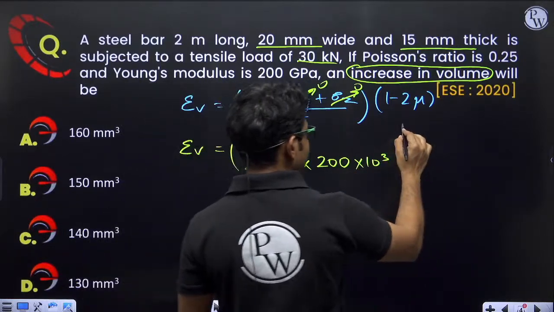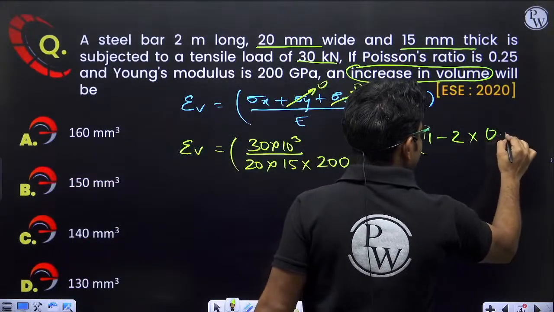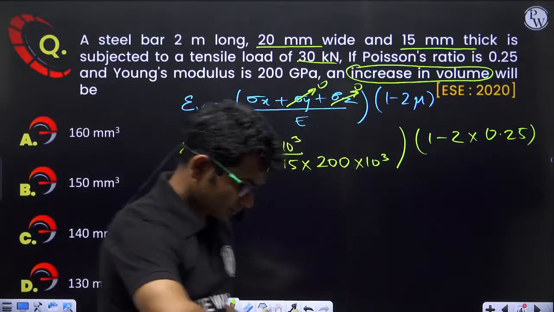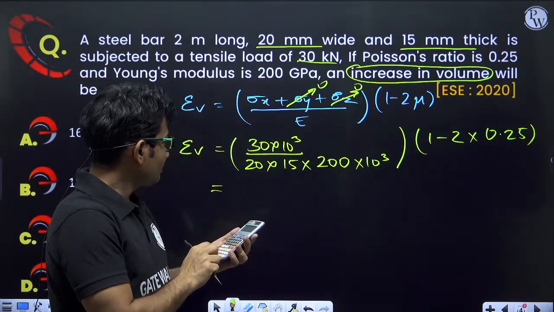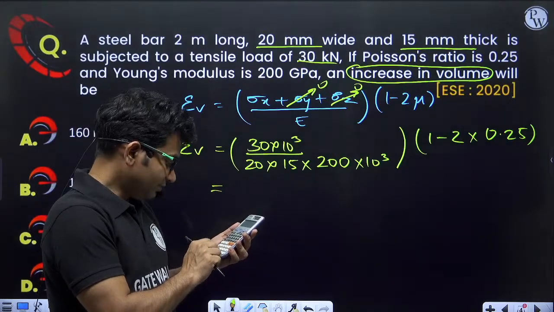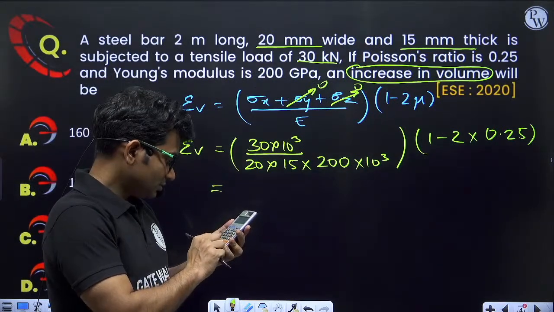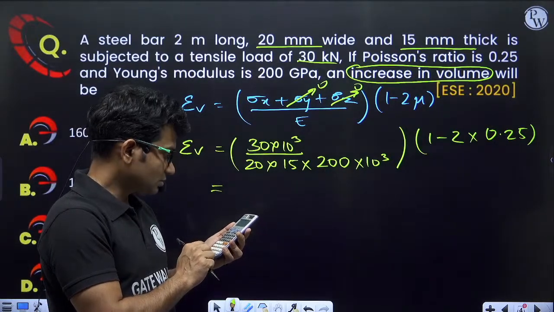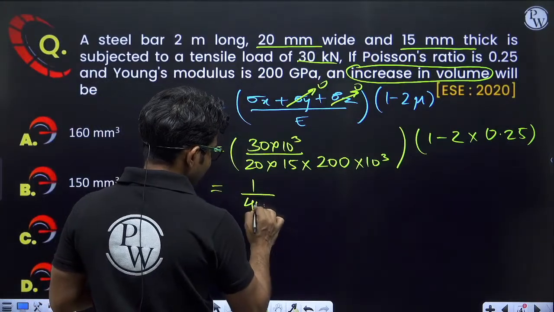So this is multiplied by 1 minus 2 into mu. What is the value of mu? Mu is 0.25. Now, what is the volumetric strain? Volumetric strain is 30 into 10 to the power 3 divided by 20 into 15 into 200 into 10 to the power 3, whole into 1 minus 0.5, which gives 1 by 4000. Volumetric strain is 1 by 4000.